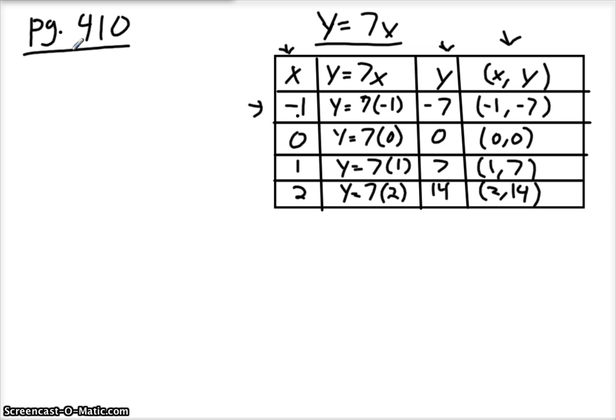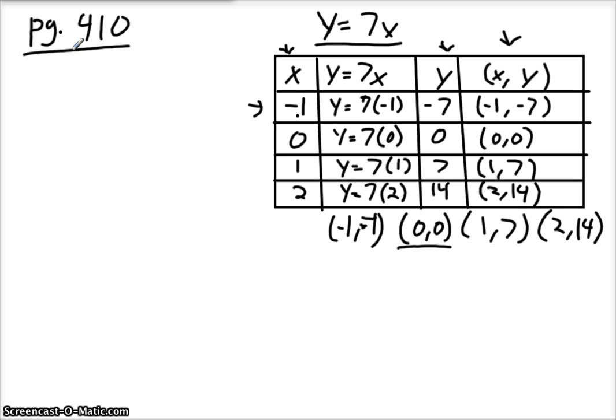So our ordered pairs, numbers that make this equation work, are -1, -7, pretty pitiful. We have 0, 0. Kind of looks like a face. What do you think? 1, 7, and 2, 14. So again, what we did is we started out with our equation, and we plugged in any number we can choose. We started with -1, put it into our equation, and got -7. So that's what you're guessing.